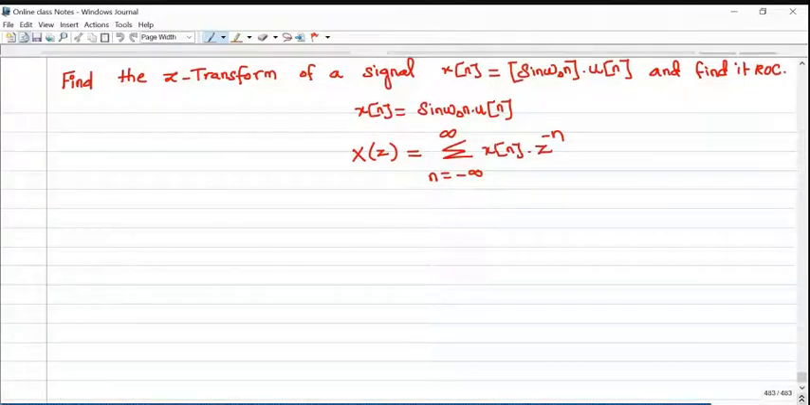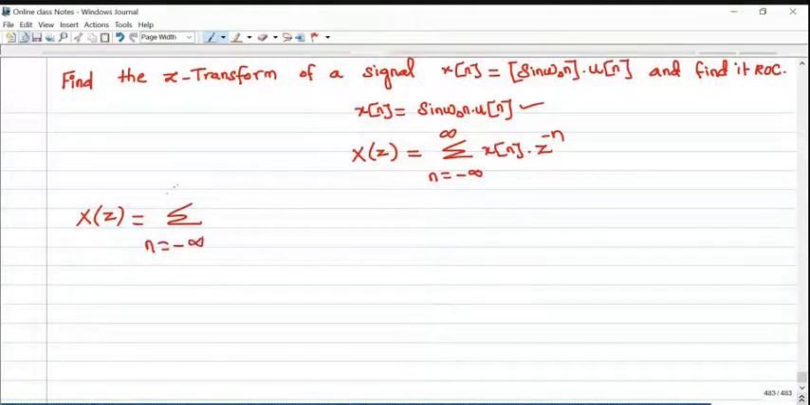X of n equal to sin omega naught n u of n. Find the Z transform and its region of convergence. So the formula for Z transform: X of z equal to summation n equal to minus infinity to infinity x of n z power minus n. Standard formula, but sin omega n u of n is there. So u of n is valid from 0 to infinity only, right? Now your summation limit changes from 0 to infinity.